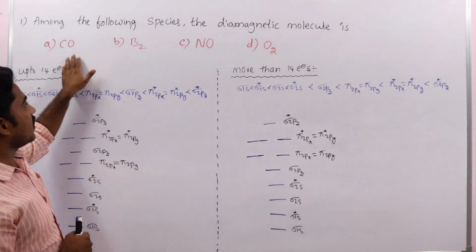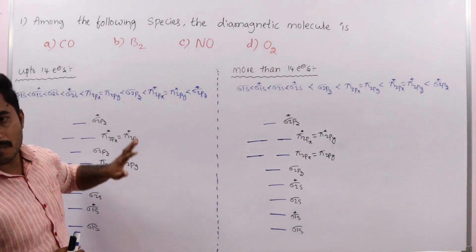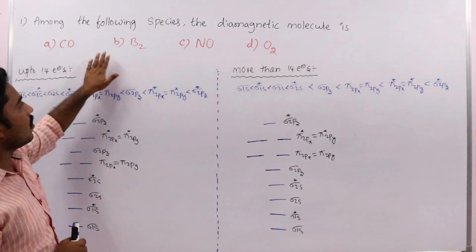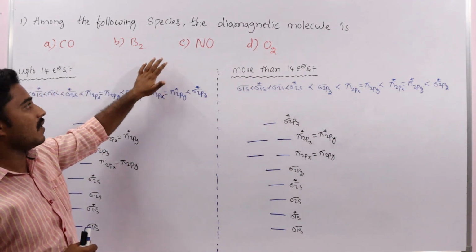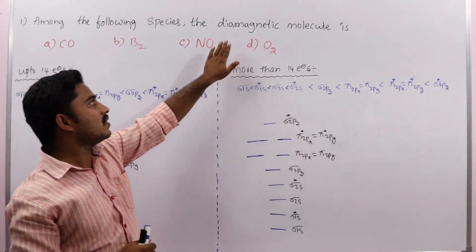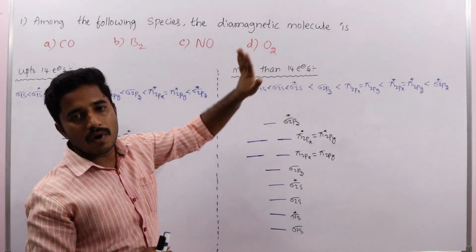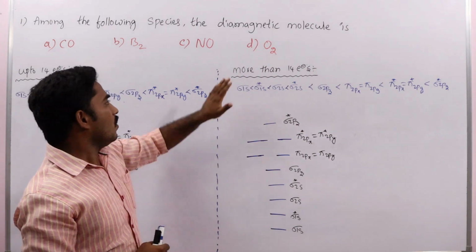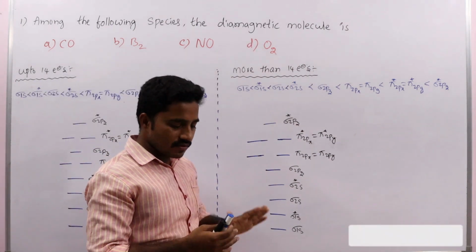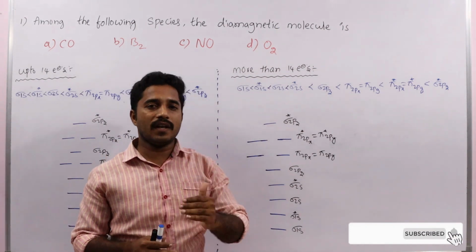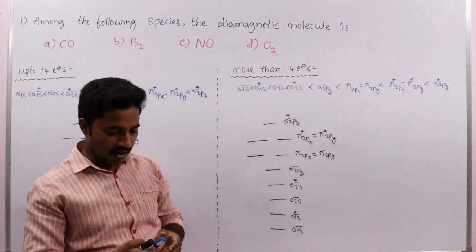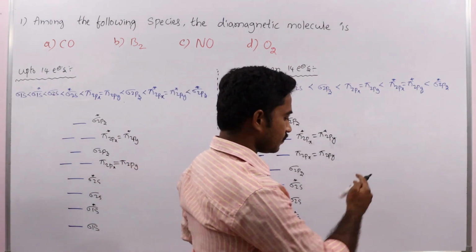Here four diatomic molecules are given. They are CO, B2, NO and O2. So from these diatomic molecules we have to find out which one is the diamagnetic molecule. To know this, first we have to know what is a diamagnetic substance and what is a paramagnetic substance. Let us see how to find out this.